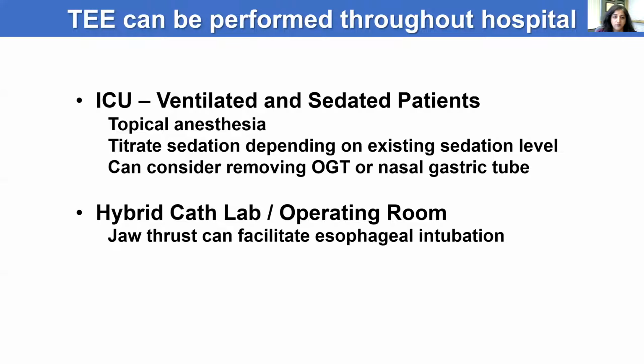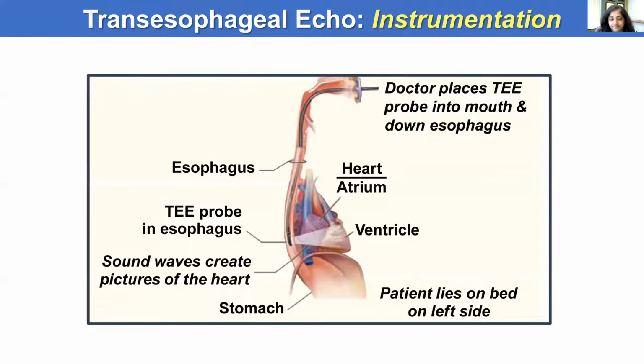And remember, TEE can be performed throughout the hospital. So the same aspects of TEE preparation in the echo lab are also in the ICU or the cath lab or the operating room. I typically use topical anesthesia on ventilated patients to make it more comfortable. And I titrate sedation depending on their existing sedation level. A jaw thrust can really help with esophageal intubation in patients in cath labs or operating rooms who are lying flat on their back and are often already endotracheally intubated.